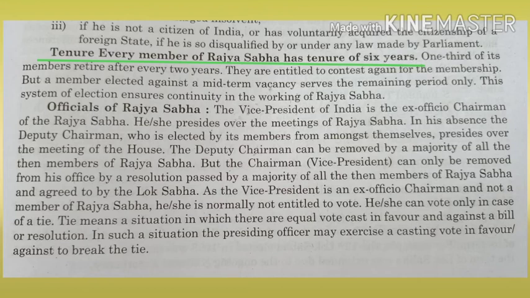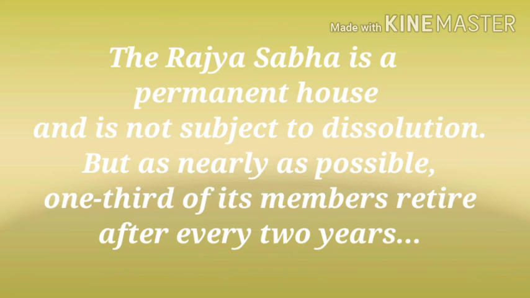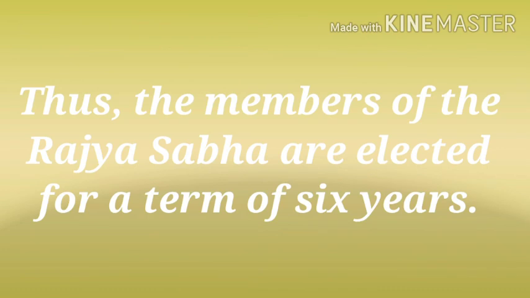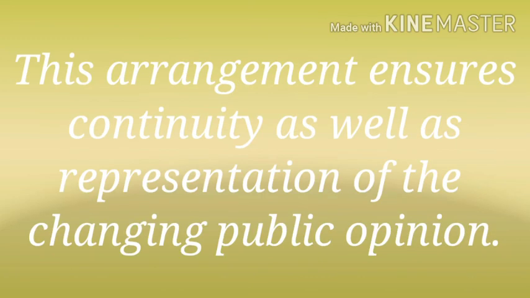Tenure of the Rajya Sabha member. The Rajya Sabha is a permanent house and is not subject to dissolution. But as nearly as possible, 1/3 of the members of Rajya Sabha retire after every 2 years in accordance with the provisions made by the Parliament by law. Thus, the members of the Rajya Sabha are elected for a term of 6 years. This arrangement ensures continuity as well as representation of changing public opinion.